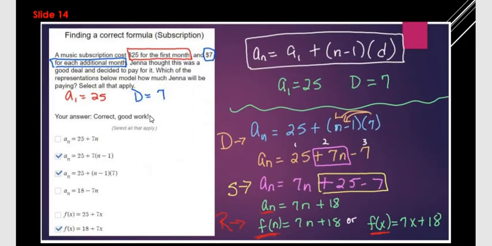Now slide number 14. You've got a music subscription cost, which is $25 for the first month. So that's your first term right here. And $7 for each additional month. That is your common difference. Jenna thought this was a good idea and decided to pay for it. Which of the representations below model how much Jenna will be paying? Select all that apply. So the first thing I'm going to do is write out my explicit formula, substitute in the 25 for the first term, the 7 for the d, which I have already done for you right here.